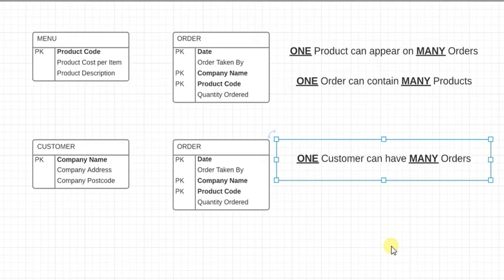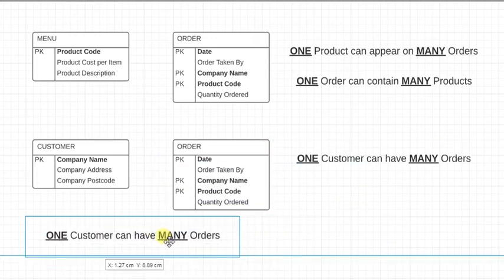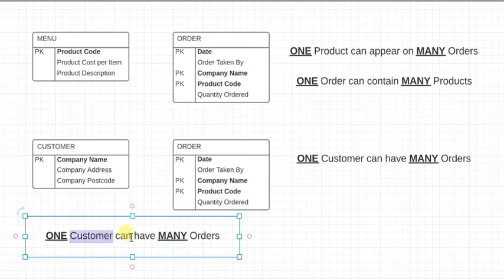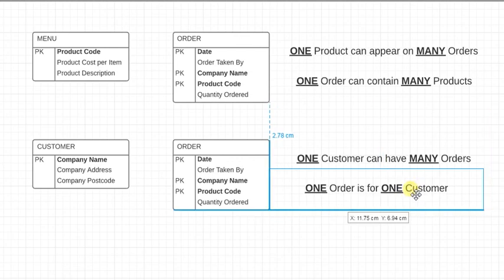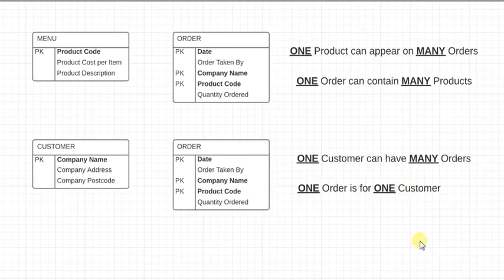Now what about the other way around? If I said one order is for, how many customers? Well, it's actually only for one customer. It might be delivered to several different places, but we'll deal with that in a minute. So this is what we call a one-to-one relationship. We would draw those on here, but I'll show you how to draw those in a minute. But these are the relationships.